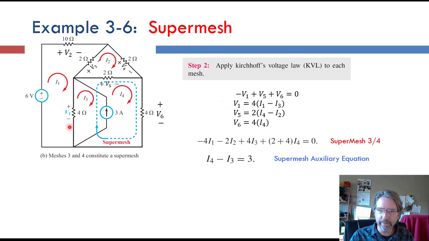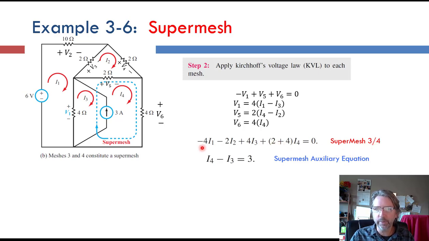V1 we got in one of the other steps. V5 we got in one of the other steps. And V6 we've got I4 going from plus to minus, so V6 equals 4 ohms times I4. Combine all of these together, and we get this equation. This is for the super mesh, so it's meshes 3 and 4, just one equation.